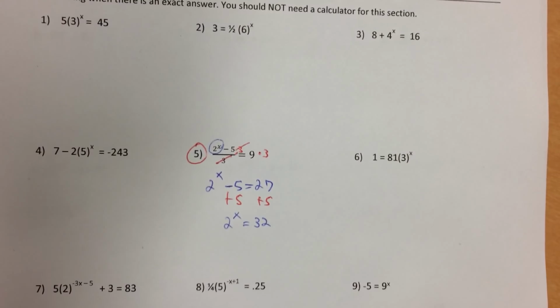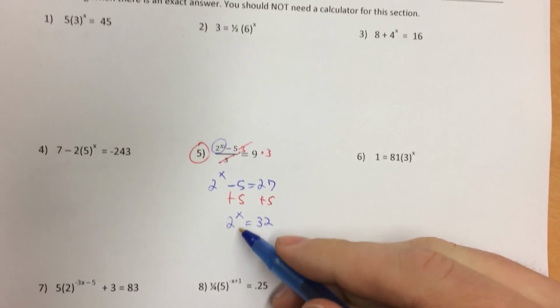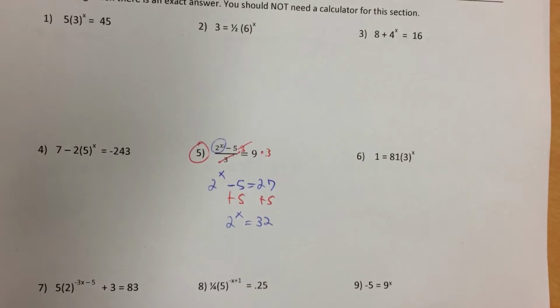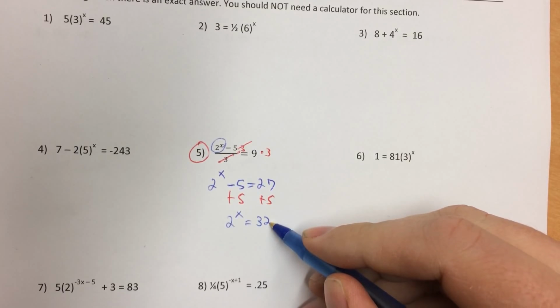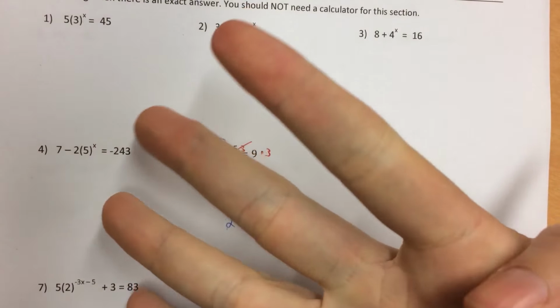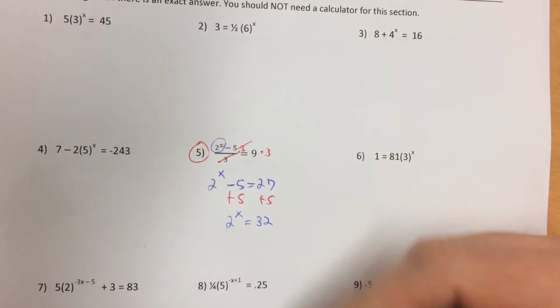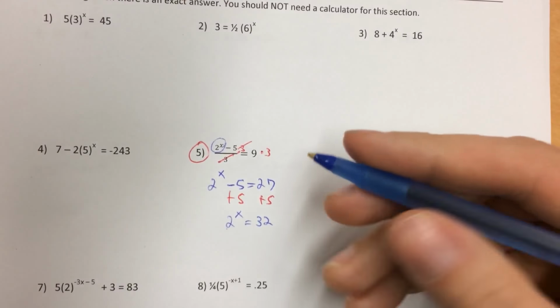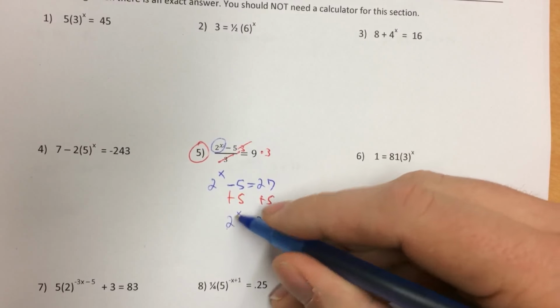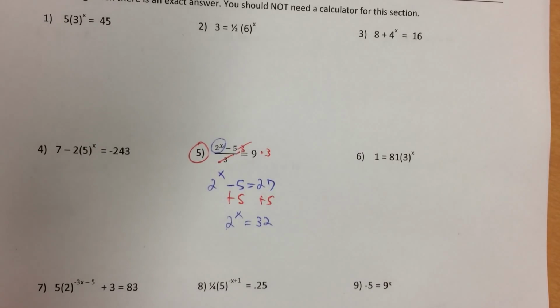Now, there are 3 ways to do this. The first is you can just think to yourself, 2 to what power gives you 32? And the answer is 5. 2 to the 5th power, 2 times 2 times 2 times 2 times 2 gives you 32. And for easy ones like this, it's completely reasonable to do it like that. And so you could just say x equals 5 from here. For harder ones, this method will not work as well.